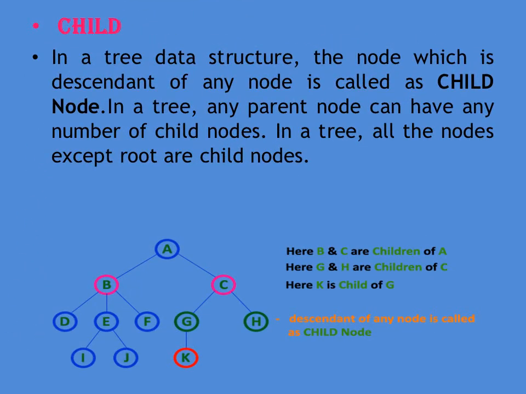Child. In a tree data structure, the node which is descendant of any node is called as child node. In a tree, any parent node can have any number of child nodes. In a tree, all the nodes except root node are child nodes. Here, in this example, B and C are children of A, D, E, F are children of B, whereas K is child of G, and it goes on so.